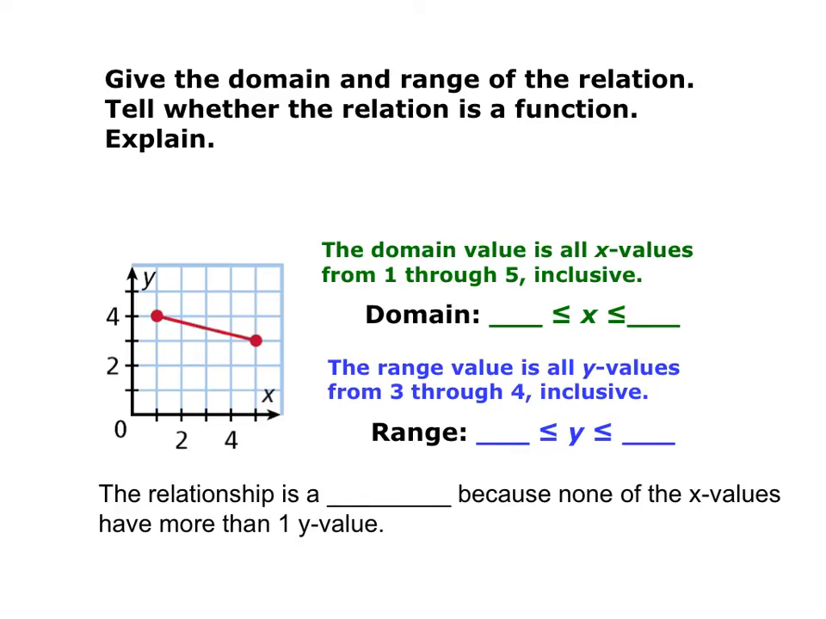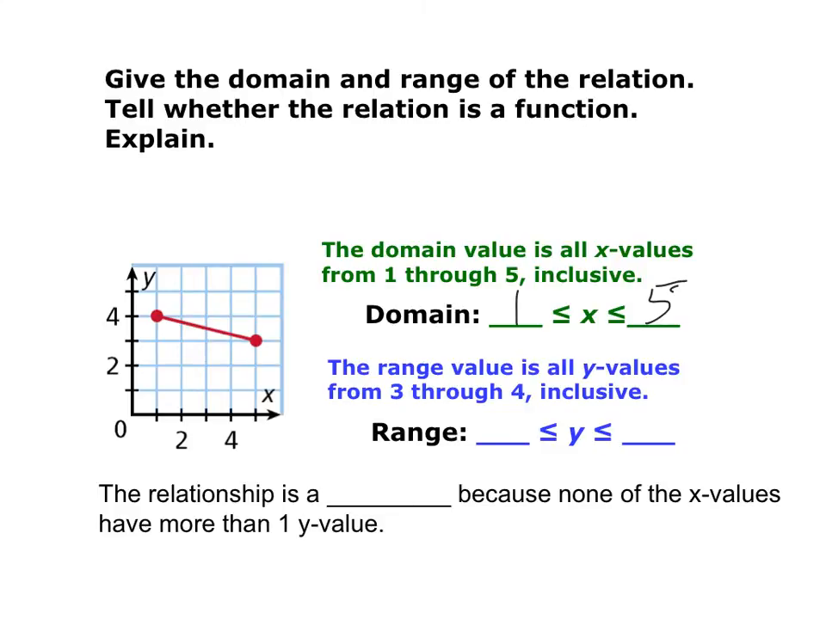Now we're going to look at how we can apply domain and range and what it means. So here we're going to give the domain and range of the relation, and we're going to tell whether the relation is a function and explain why. So here, if you look at our graph, our domain values are all x values from 1 through 5 inclusive because we have those filled-in dots, and we see a solid line. So in other words, we can write this as an inequality where 1 is the smallest value and it's going to be less than or equal to x, which is less than or equal to 5, because 5 was our largest value that our x would have because we have the dots.